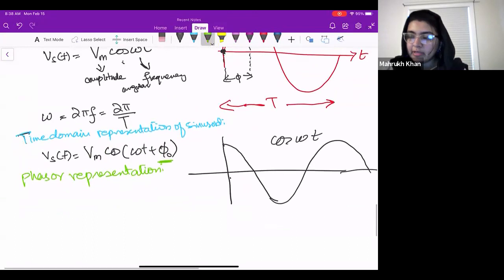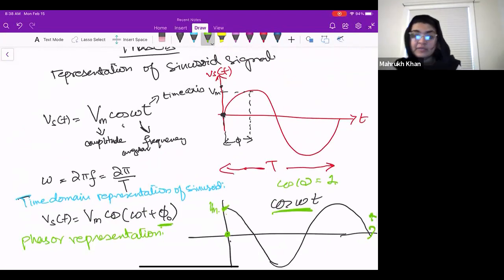So if this is your cos omega t signal, and you see that it starts from where it should start, then your phase is zero. Because let's say t is zero, that will give you cos zero, which is one, and it's already starting from one. So in that case, your phase will be zero. But if it's not doing what it's supposed to do, then there must be some phase in it.